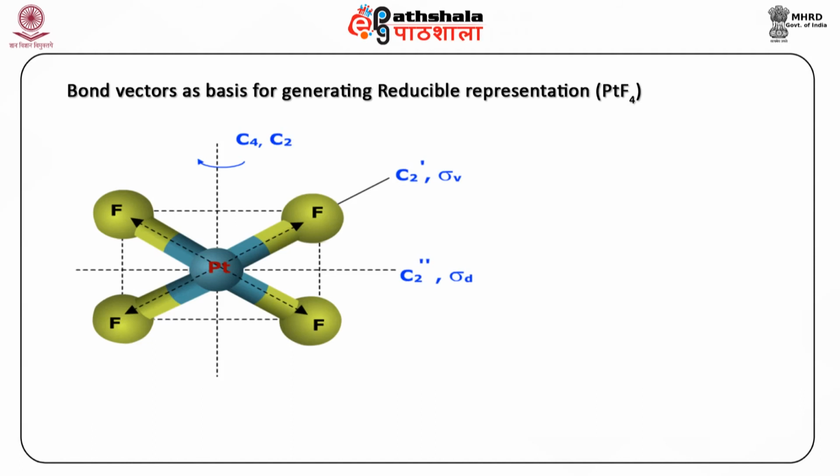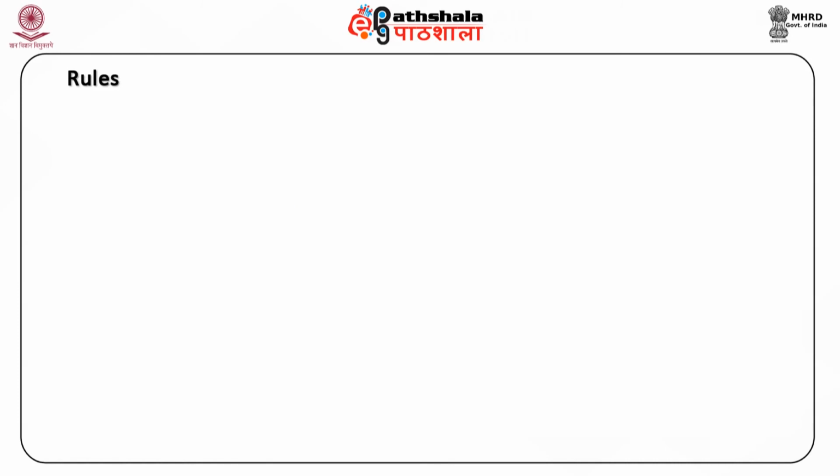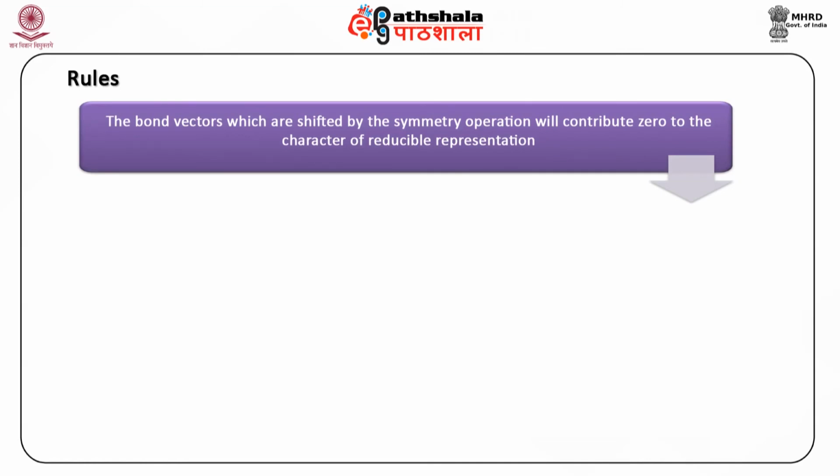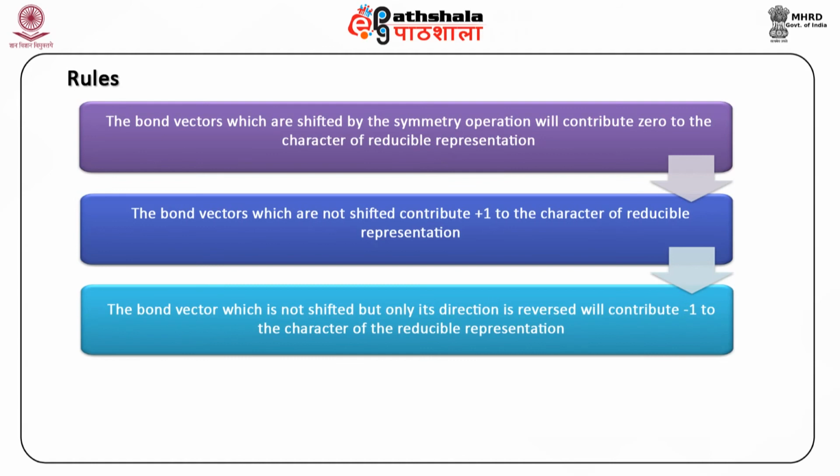The first one to be discussed, there are 4 PtF bond vectors. To get characters for the reducible representation for which PtF bond vectors are the basis, we have the following rules which will be helpful. The bond vectors which are shifted by the symmetry operation will contribute 0 to the character of the reducible representation. The bond vectors which are not shifted contribute +1 to the character of the reducible representation. The bond vector which is not shifted but only its direction is reversed will contribute -1 to the character of the reducible representation.